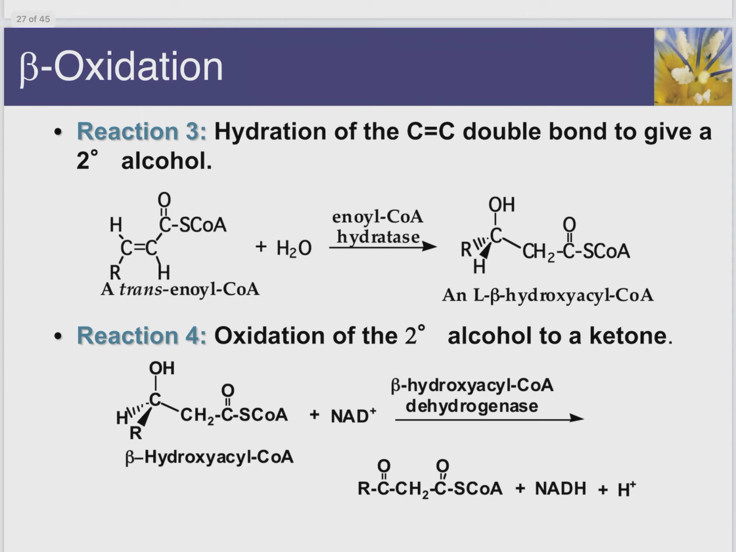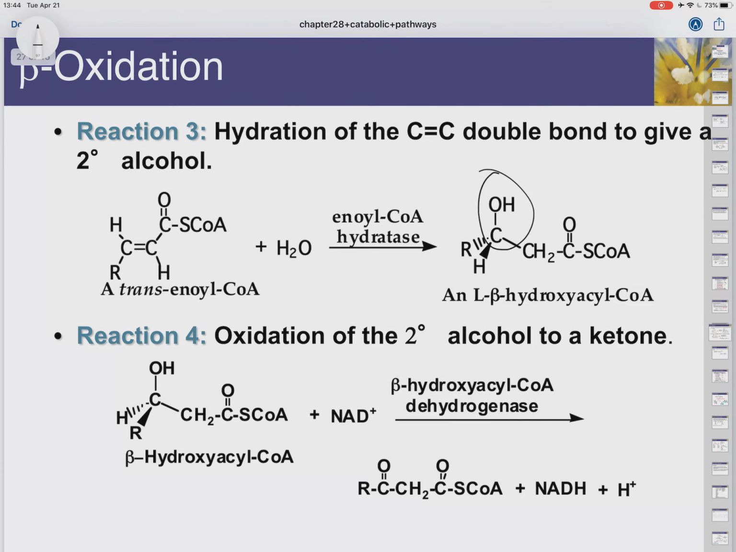Reaction 3 is going to involve turning our trans-enoyl CoA into an alcohol. We're going to form this group here on this carbon right here. This is a hydration, so we're just adding OH and H back to these 2 carbons. Reaction 4 is going to oxidize that secondary alcohol to a ketone. And so now we're going to have this neat little molecule that has 2 carbonyls.